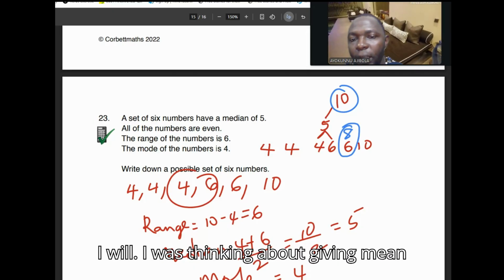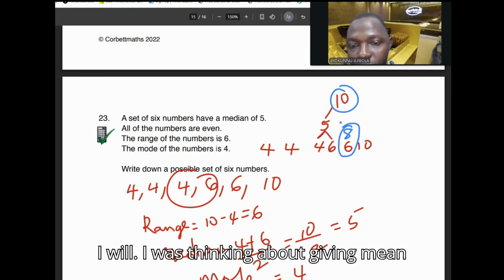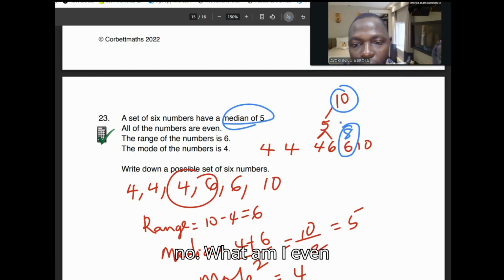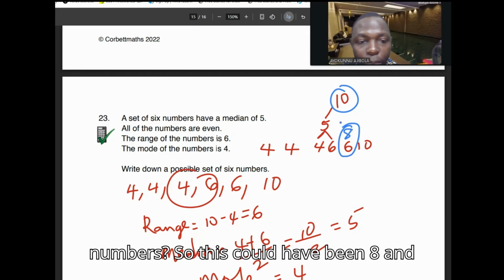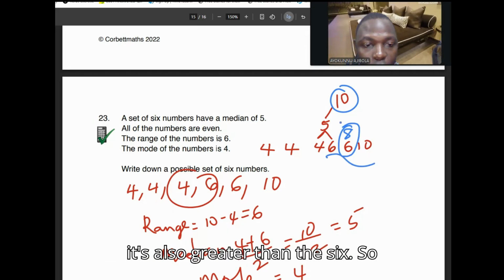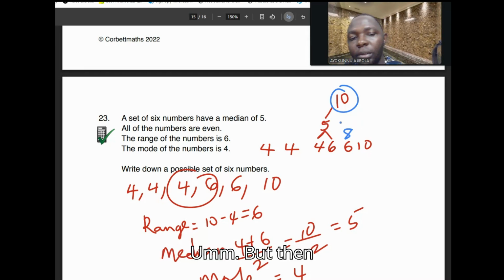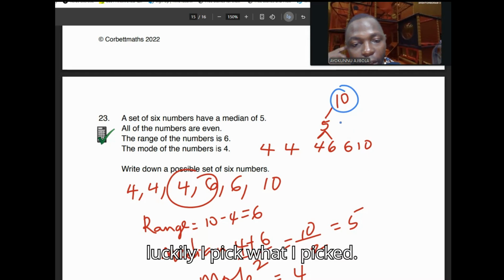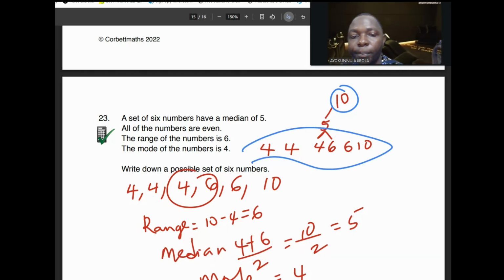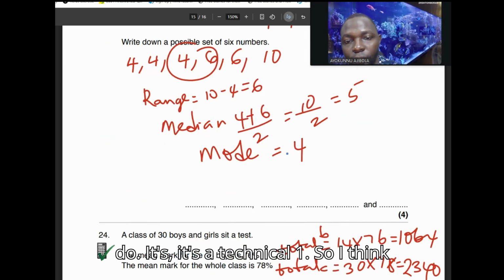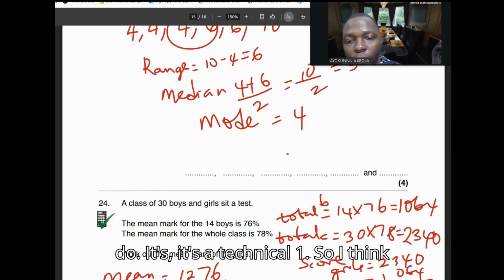Oh, okay, yeah. I was thinking we're given mean. We're not given mean. It's median we're given. And all of them are even numbers. So this could have been 8. And it's also greater than the 6. So definitely it's still within the range. But then, luckily I picked what I picked. But do you understand it? Yeah, I do. It is a technical one.